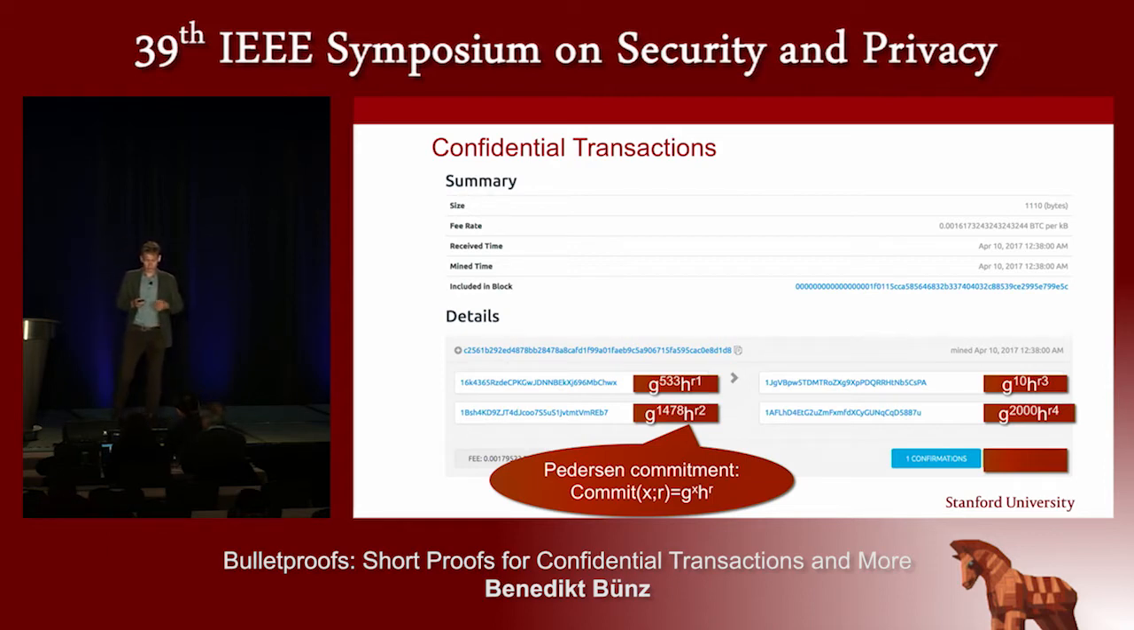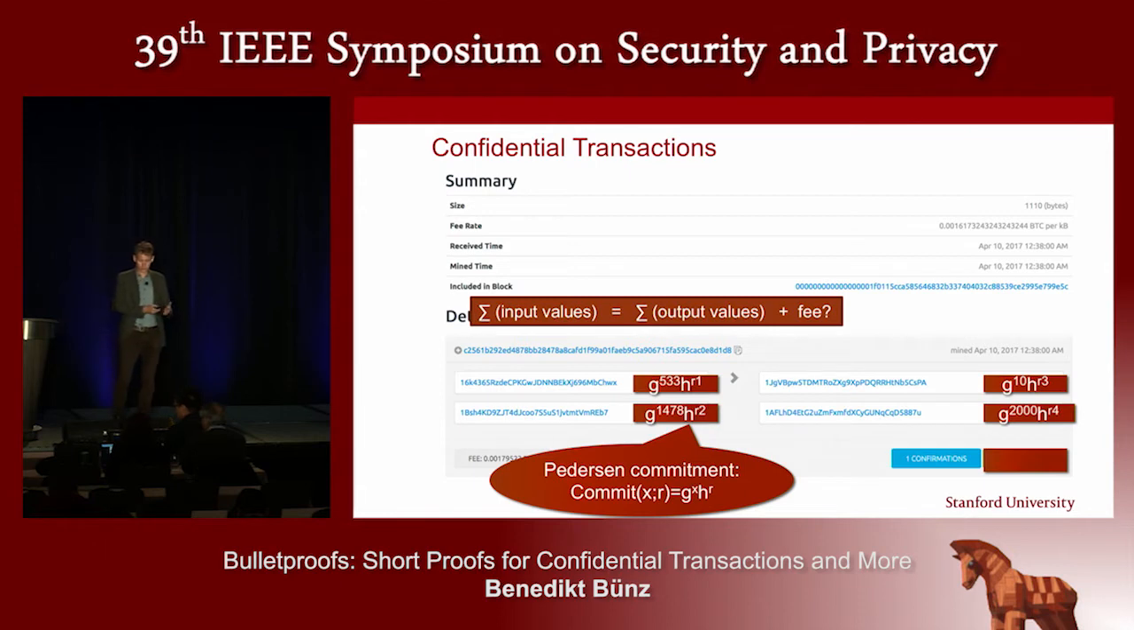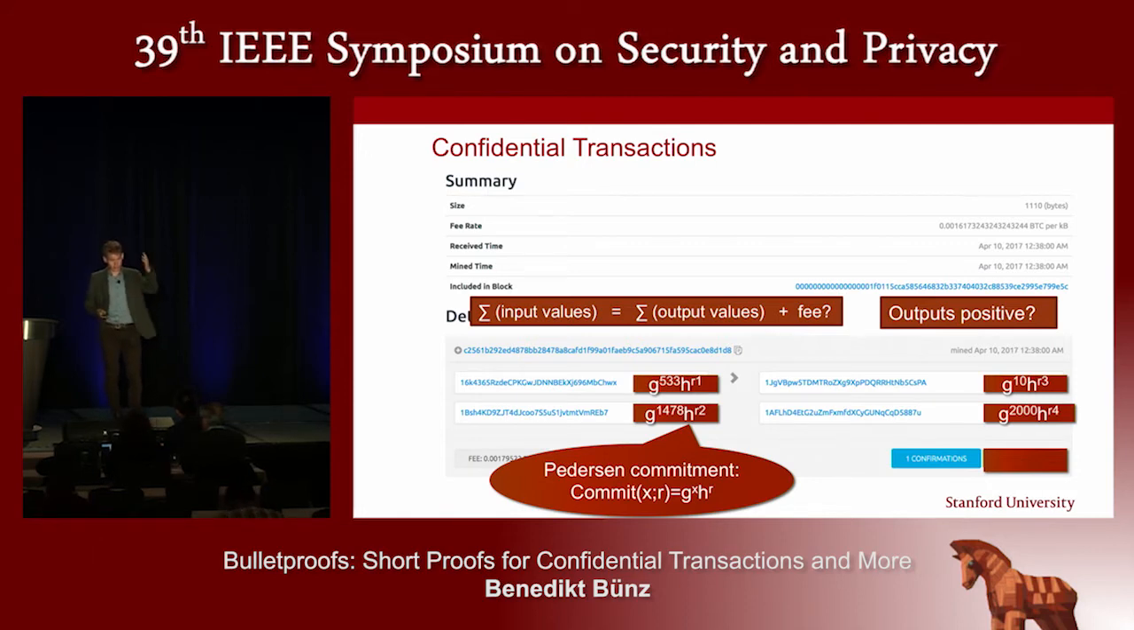The problem is, if this transaction now has committed values, and I just said the amounts are hidden, how do you check this condition that the inputs are equal to the outputs plus the fees? Additionally, there's a second condition that I didn't mention before: you have to check that all of the outputs are positive, right? That not one of the outputs is negative and the other one is much larger. And this actually turns out to be the more difficult condition to check.